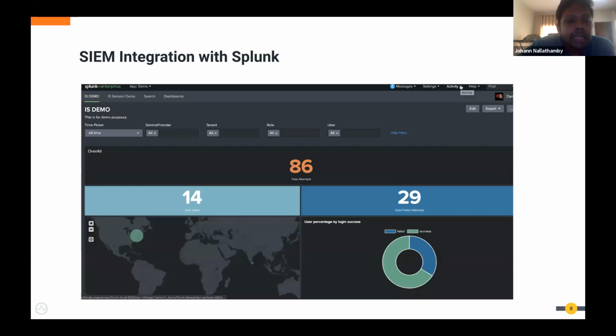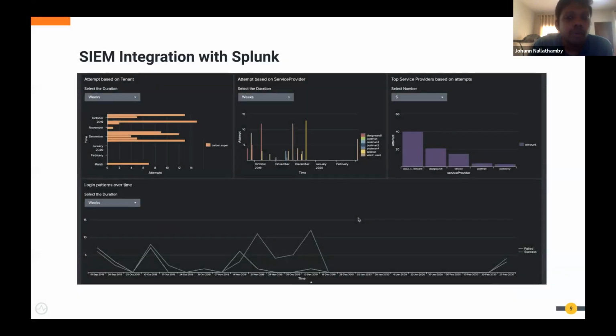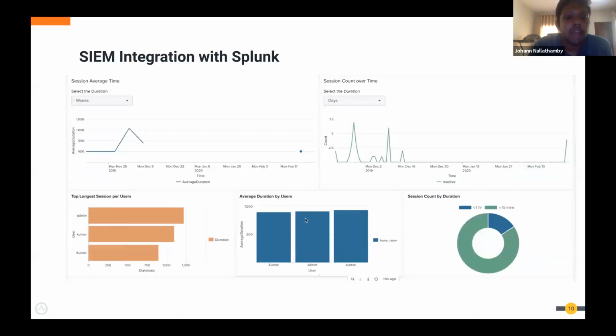Also, another connector we've recently got is for the SIEM integration with Splunk. So the identity server natively publishes its events to third-party systems. In order to integrate with a product like Splunk, we just need to write a connector to capture the already published data and push it into Splunk by integrating with Splunk APIs. So these are out-of-the-box data that is published by the identity server that we just need to push to Splunk and create these charts, graphs, and tables.